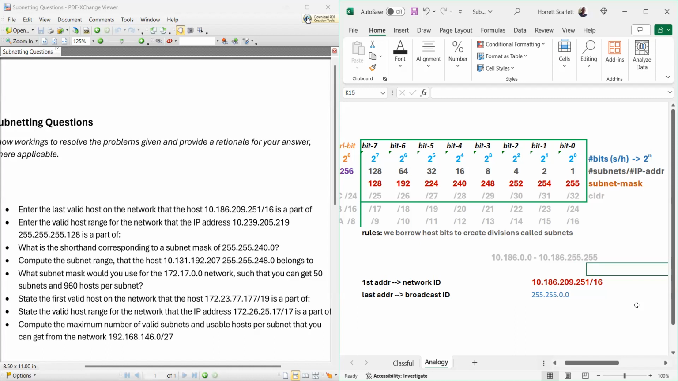And then we're asked, what is the last valid host? Which means this is going to be a usable host, because we cannot use 10.186.255.255. So therefore, the last valid host would be 10.186.255.254. This IP address that I just typed, we can now put it on a device and have that device communicate on the network, because we could not use the one with 255.255, because that is the broadcast.